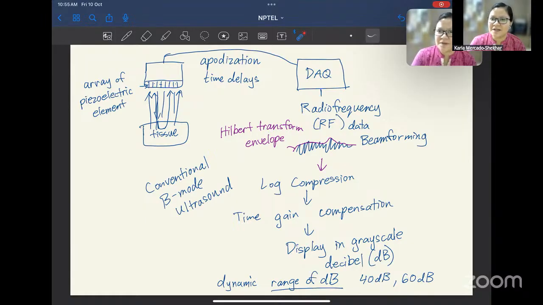So Manu, can you think of an example where you can use a deformable lens to adjust the time delays of your RF data?